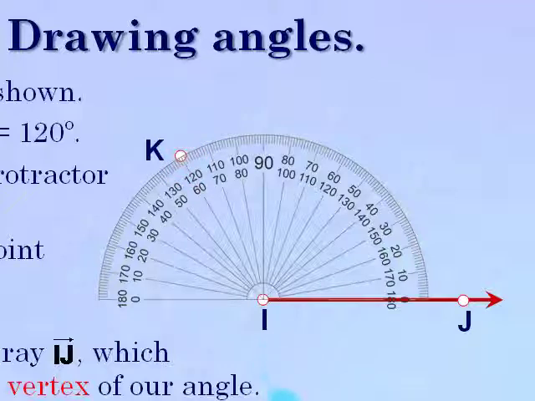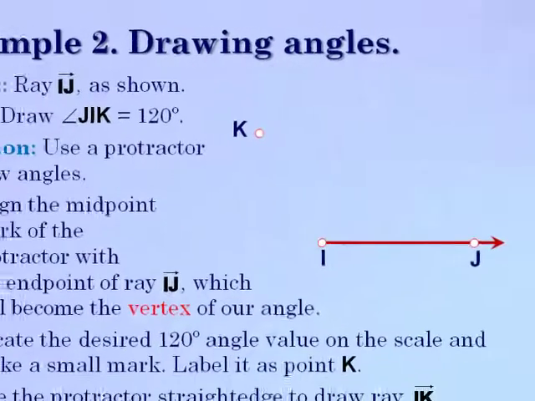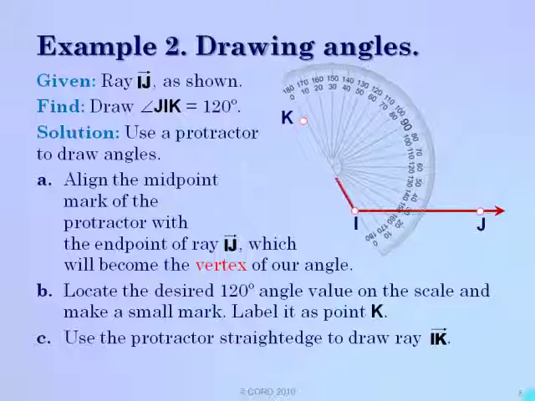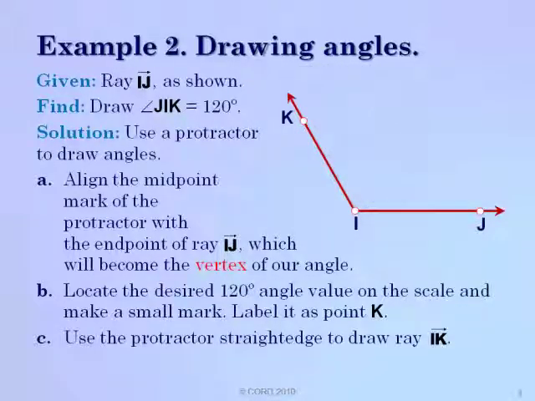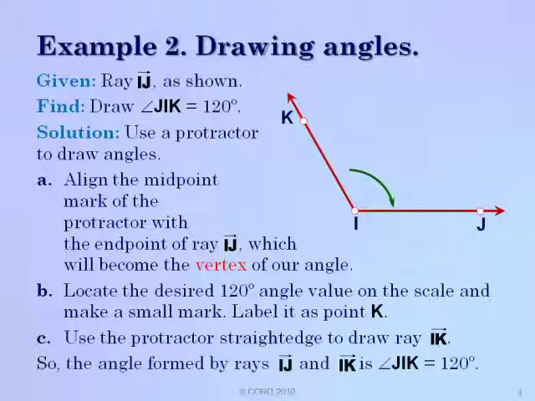point K. Now we're ready to draw a straight line that joins I to K, and you can use the edge of your protractor to do that. And now we've got it. There's angle JIK, 120 degrees.